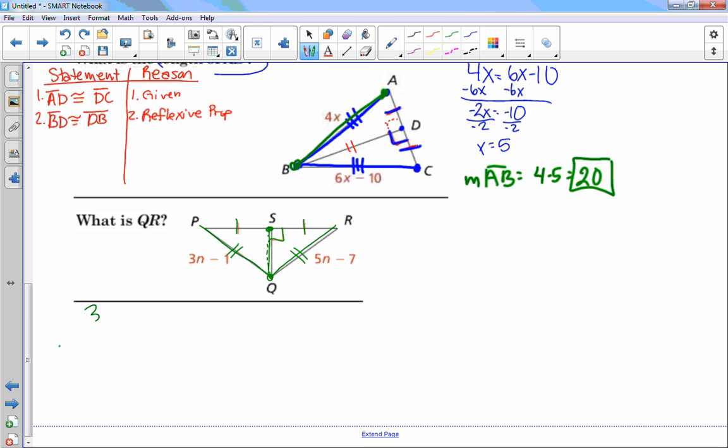So find N first, and then plug it in to answer the question, the length of QR. Find N first. Work it out on your paper. Find what N is, the value of N, but then you have to remember to plug it in. Find the value of N, set it up. Then you have to plug it in.